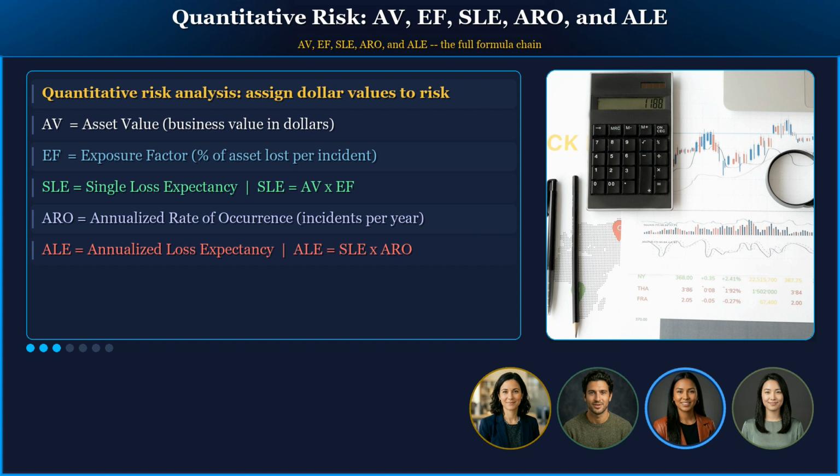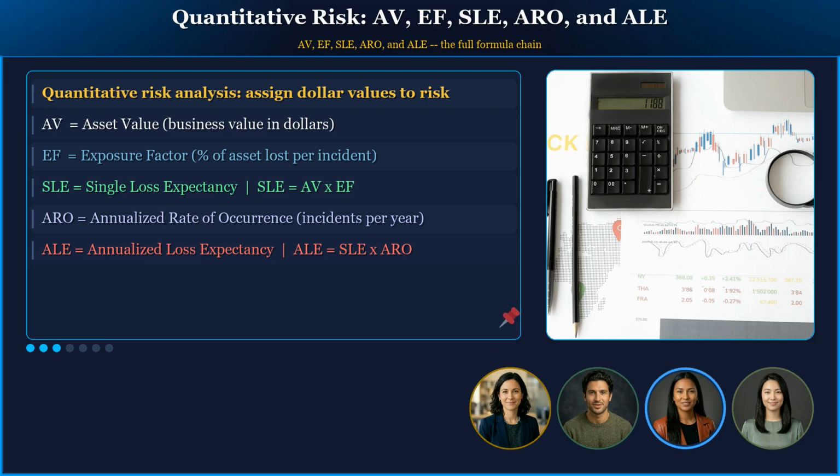Annualized loss expectancy is the final formula. Annualized loss expectancy equals single loss expectancy times annualized rate of occurrence. This is the expected annual dollar loss from a specific threat against a specific asset. This number is what executives and auditors want to see. It turns risk into a financial forecast, and it is what the CISSP exam tests you to calculate and interpret.